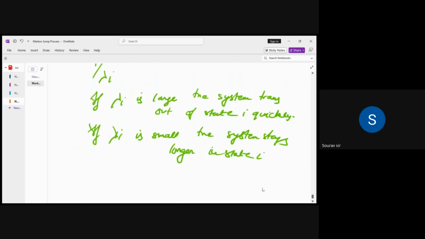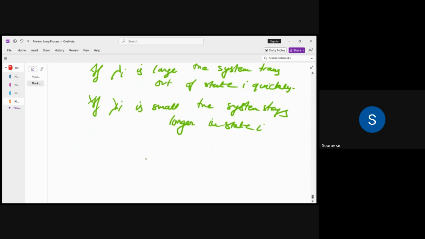Next, we will continue with this. There will be the probability of no transition until time t, and then I will do an example, and then we will go for the probability of remaining in the state. Any problem till this much?